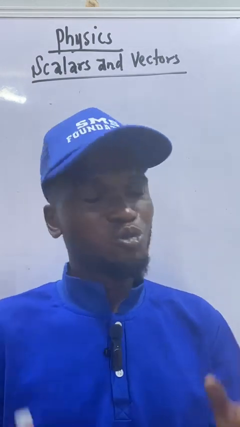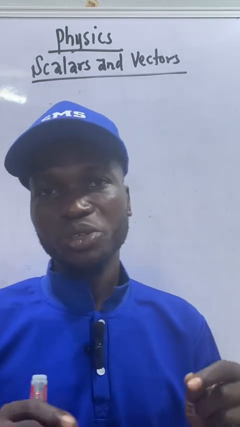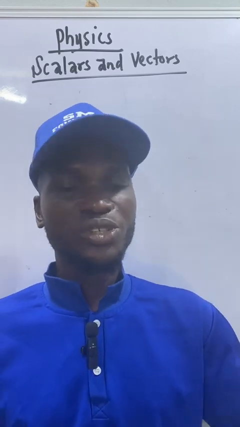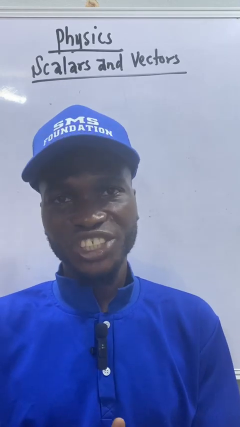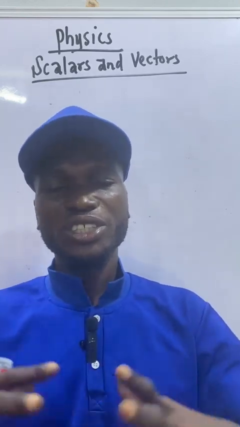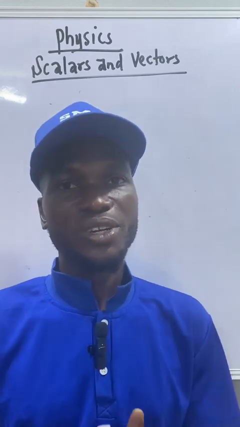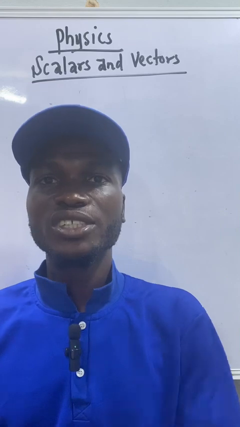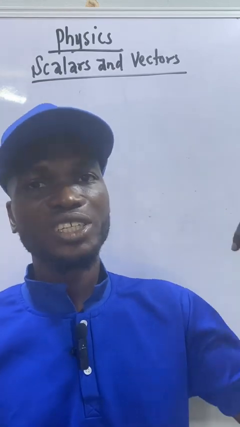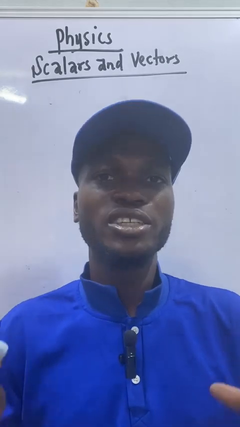Now, these quantities can be classified on different bases. One of the bases on which we can classify quantities is based on the origin, or let me say, based on derivation. So based on derivation, we have two kinds of quantities. We have the fundamental quantities and the derived quantities. I will not talk about that too much in this video because this video is strictly for scalars and vectors.